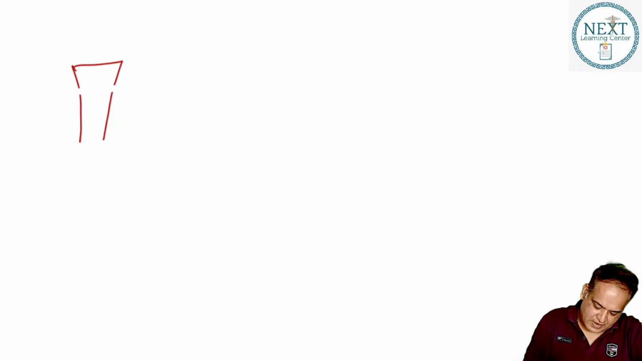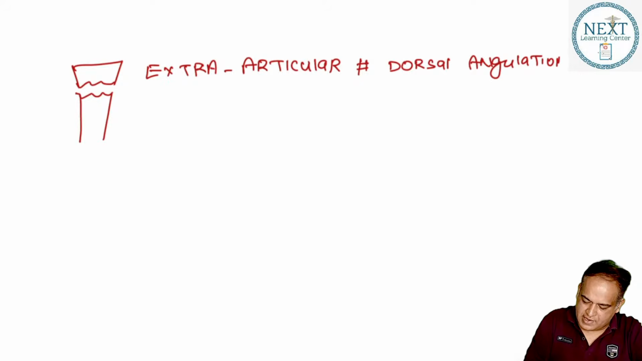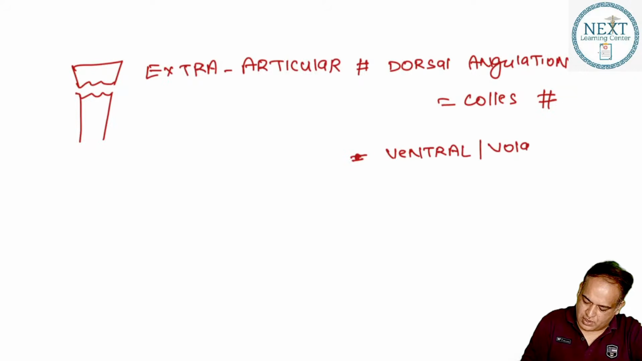If your patient has a fracture which is extra-articular, extra-articular fracture plus dorsal angulation, that becomes Colles fracture. Extra-articular fracture plus ventral angulation, also called volar angulation, that becomes Smith fracture.